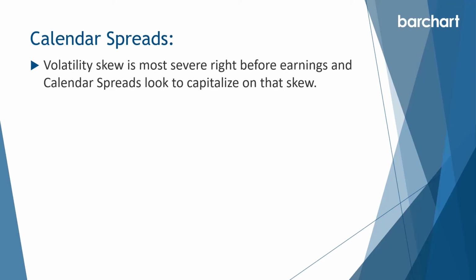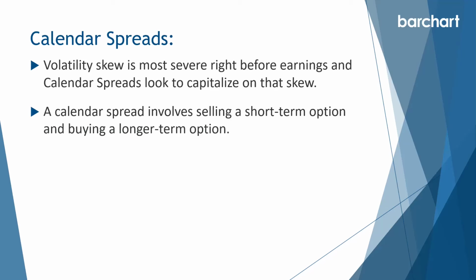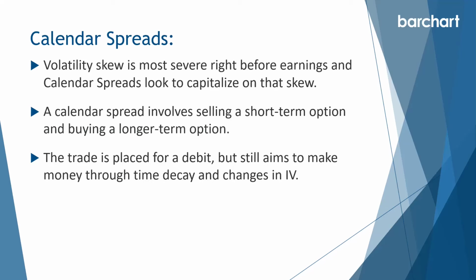The last strategy we're going to look at is calendar spreads. And volatility skew is most severe right before earnings, and calendar spreads look to capitalize on that skew. A calendar spread involves selling a short-term option and buying a longer-term option. The trade is placed for a debit, but still aims to make money through time decay and changes in IV. Let's look at some examples.